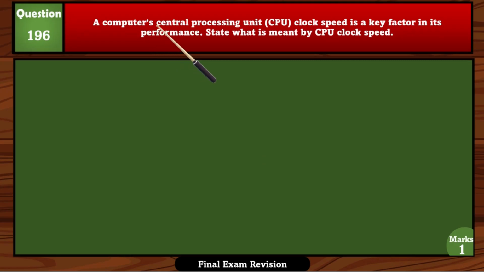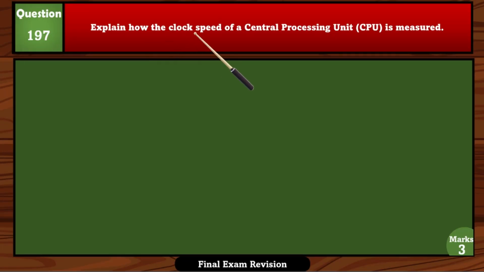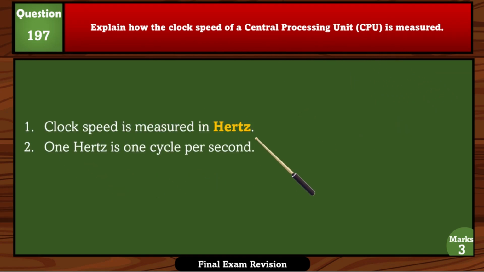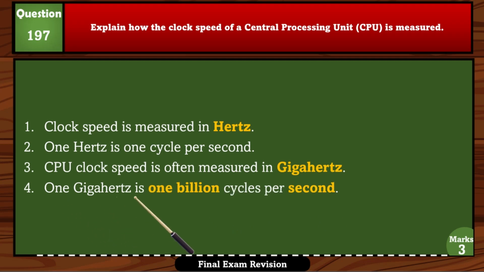So these are the three factors that can affect the performance of a CPU. Clock speed. A computer central processing unit, CPU, clock speed is a key factor in its performance. State what is meant by CPU clock speed. The number of instructions a CPU can carry out per second is known as the clock speed. Explain how the clock speed of a CPU is measured. So the clock speed is measured in hertz. 1 hertz is 1 cycle per second. CPU clock speed is often measured in gigahertz. 1 gigahertz is 1 billion cycles per second.